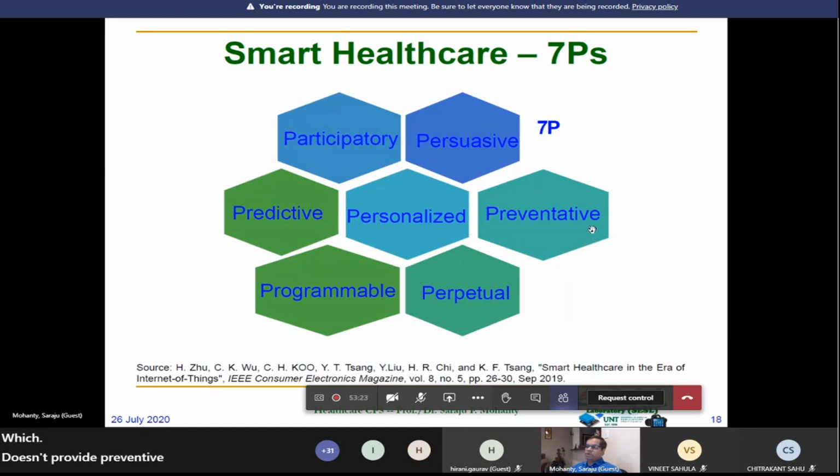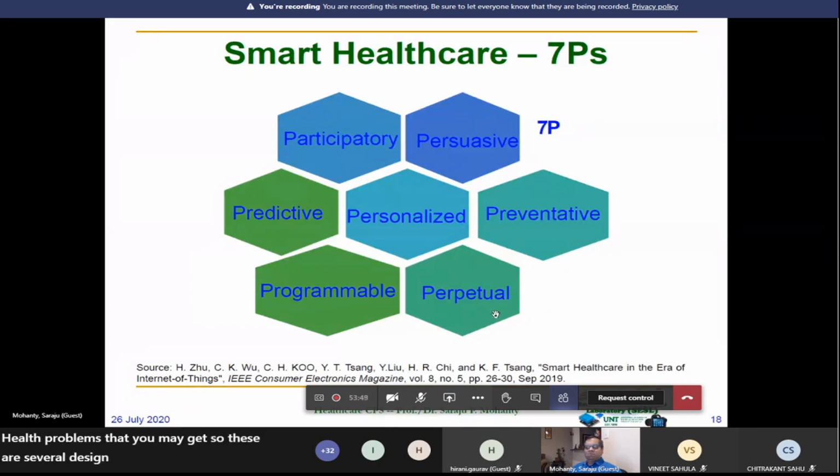Preventive is also very important. Smart healthcare can predict what things may go wrong. Then one who is alert can take preventive measures to avoid the healthcare issues that he or she may get in future. Similarly, predictive: based on your data that you are getting every day, physiological data and so on, predict what health problems you may get. So these are the 7 Ps.